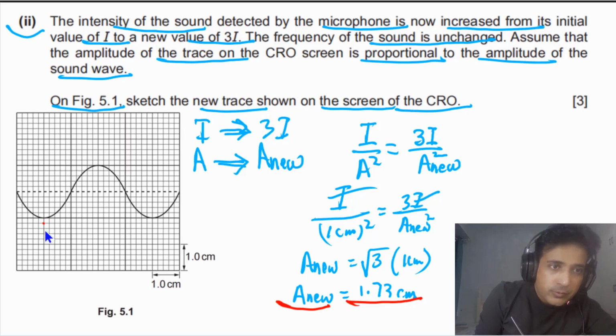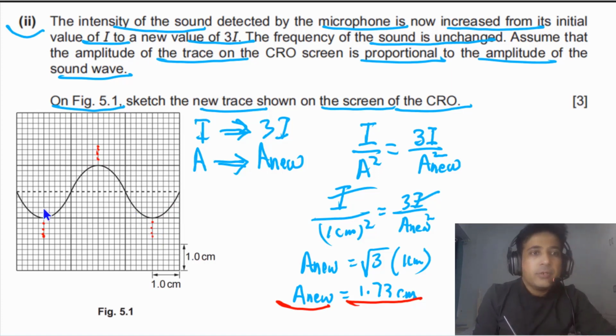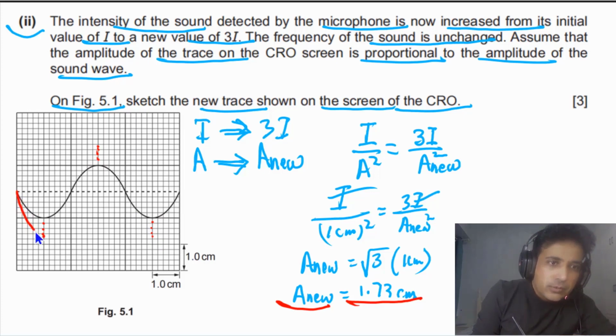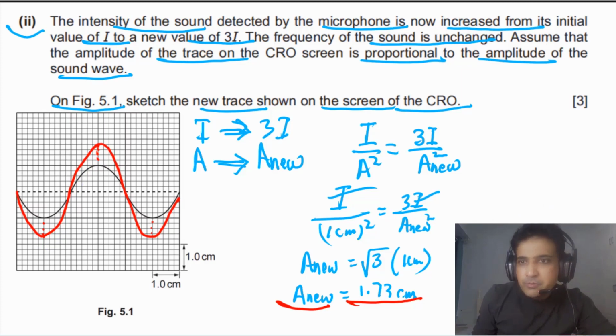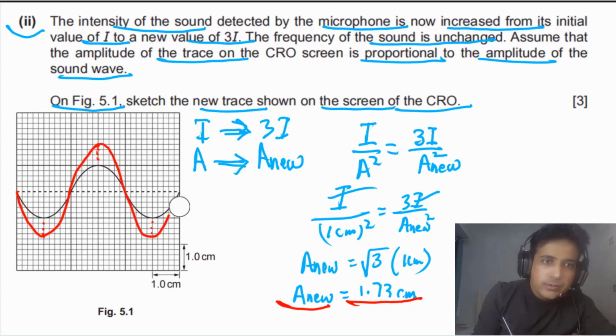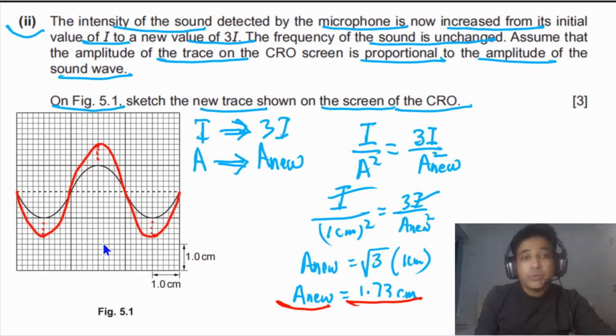1.73, so 1.2, 1.4, 1.6, so here will be 1.7. Now we need to connect these points. So this is how you can sketch the curve. We can draw this part a little bit better, and simply connect from here. So this is how you need to draw the new trace, and the amplitude of the new trace has to be equal to 1.73 centimeters.